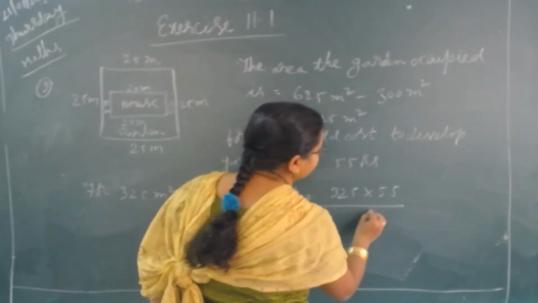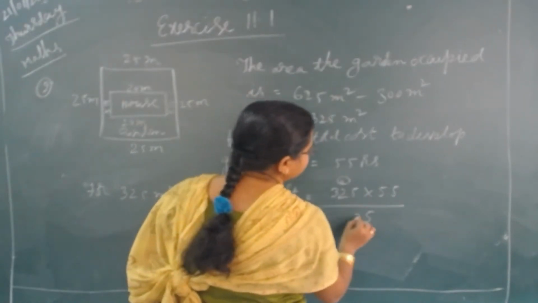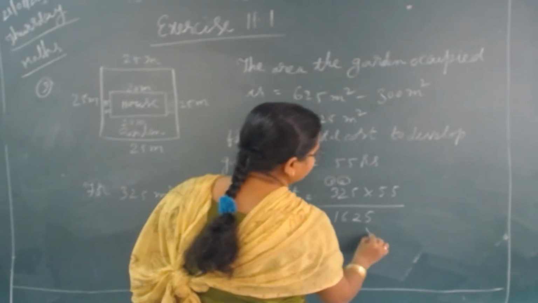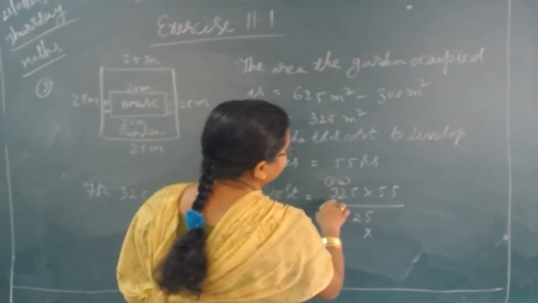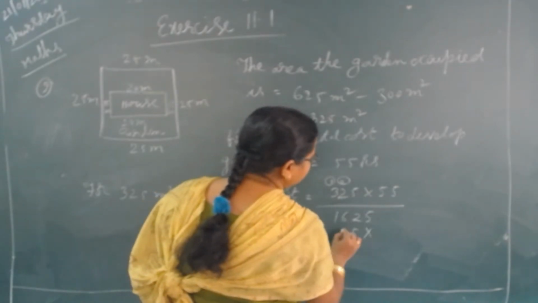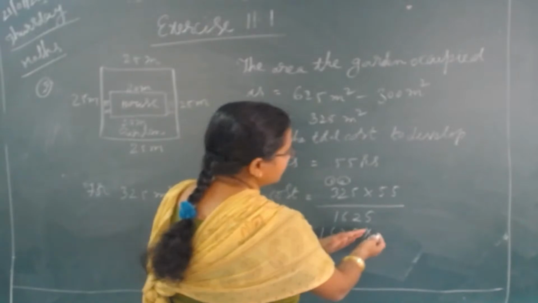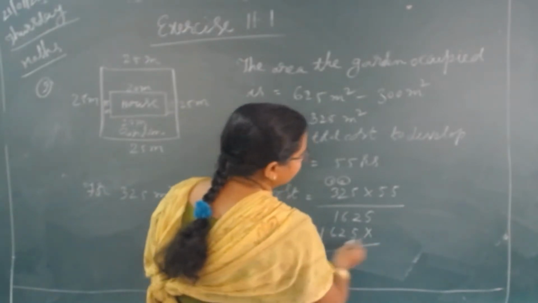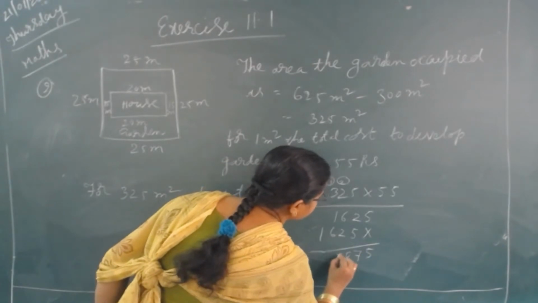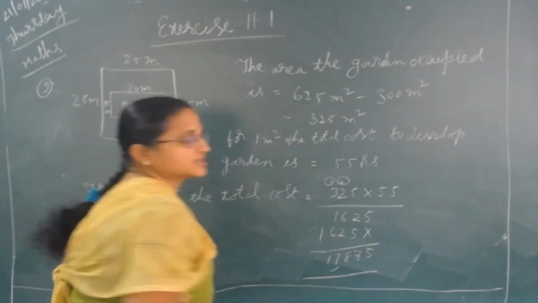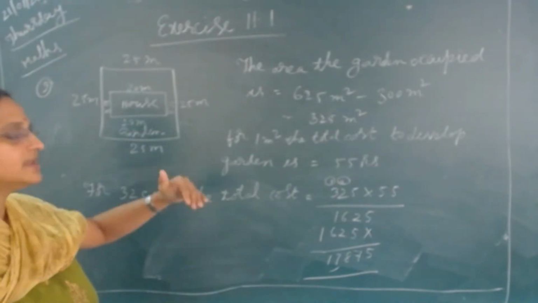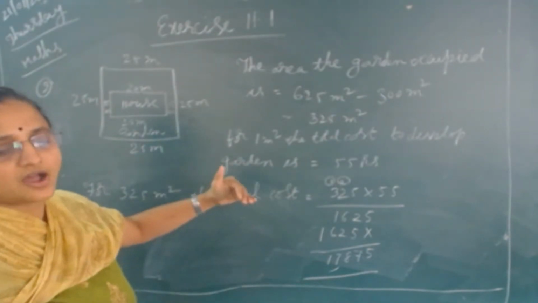5 5s are 25, 2. 5 2s are 10 plus 2, 12, 1. 5 3s are 15, 16. Okay. Here, see, again we are multiplying the same number with 5 only. That's why we can write the same answer here. You have to leave one space from your right side. So 5, 7, 8, 7, 1. 17,875 rupees it costs to develop a garden around the house.